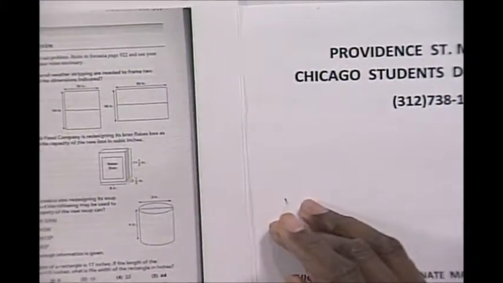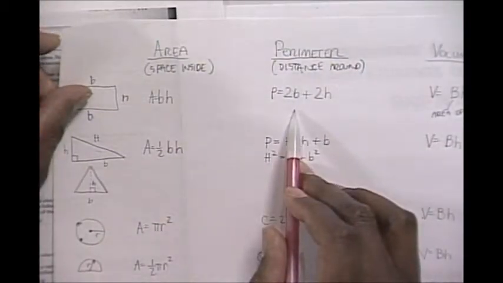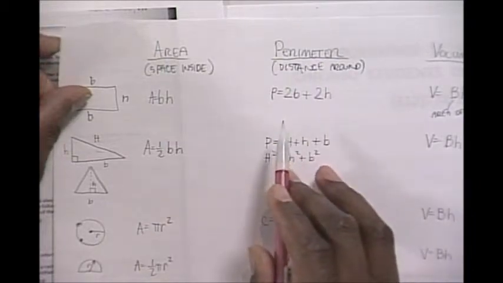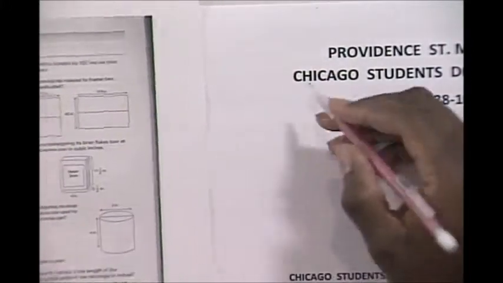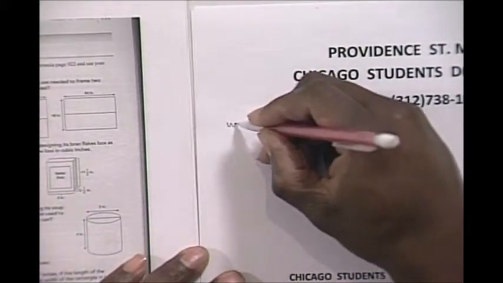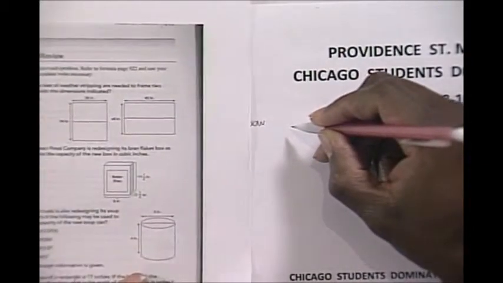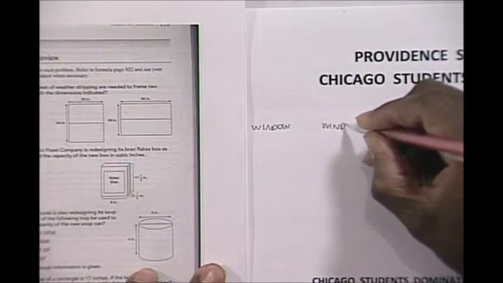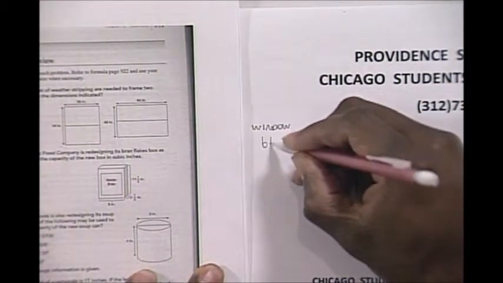So what I recommend you do here is refer to the perimeter formula for a rectangle, and then you go to this. But see, all that would have to be in your head. You're not going to have time to wonder which formula to go to. So we've got window 1, which is the window on the left. We've got window 2, which is the window on the right. The formula for a window is base times height.